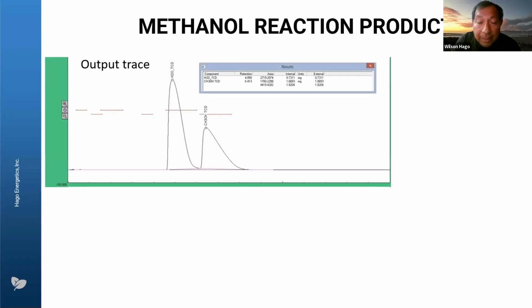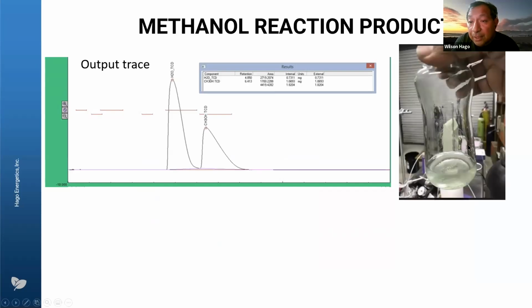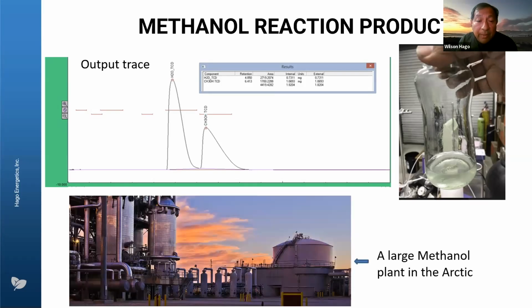And here you see, using a gas chromatogram, the output trace of the liquid that we collected. Here's the picture of the liquid. It should be clear, but there's a little bit of metal contaminants in it. And ultimately, as I mentioned, this is a big industry on Earth. This is a picture of a large methanol plant in the Arctic in Russia. Never mind the blue background, but it's very scalable. That's my point.